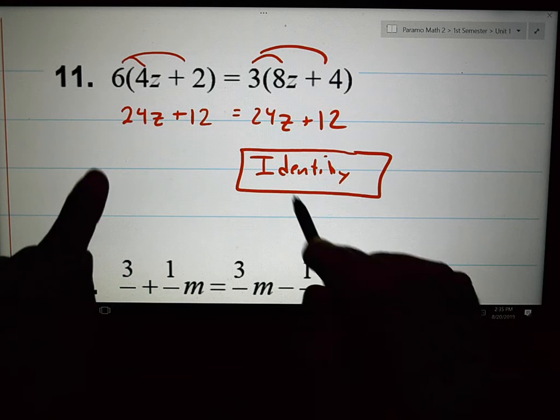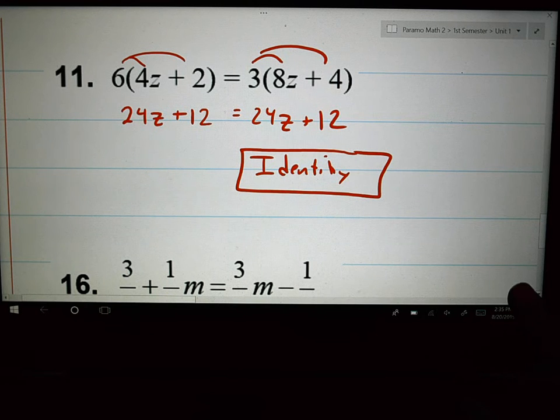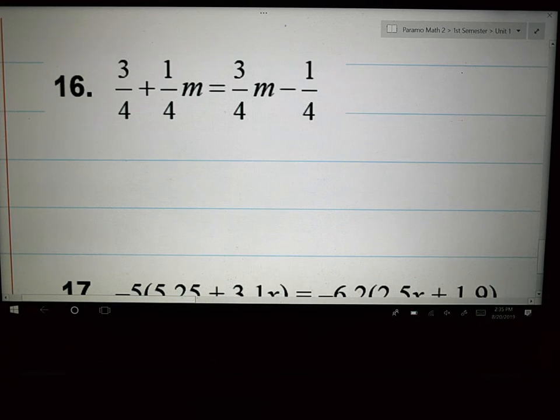And by the way, if you subtracted 24z and 24z, you would get 12 equals 12. The left side equals the right side. Fractions? Yes, fractions don't go away.